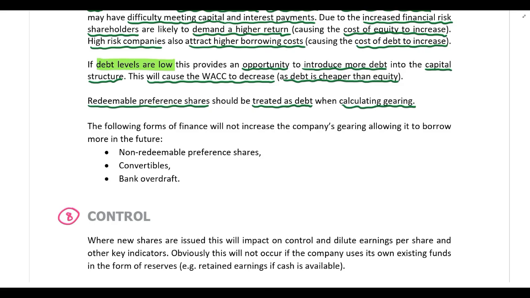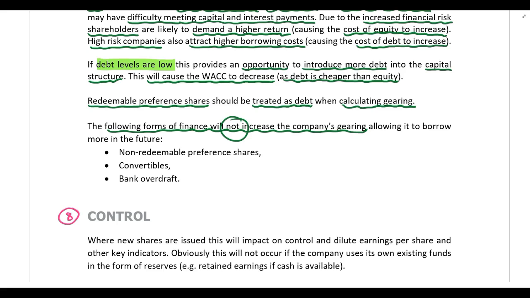On the other hand, the following forms of finance will not increase a company's gearing. So if you are trying to calculate the amount of debt that a company has in their capital structure, the following forms of finance will not be taken into account. Non-redeemable preference shares. Remember, a non-redeemable preference share is a preference share in perpetuity, forever. So it's similar to equity because it never needs to be repaid. So it won't affect the company's gearing. Convertible debt or convertible preference shares, because in the long term they'll convert into equity. So they're treated as equity and not debt.